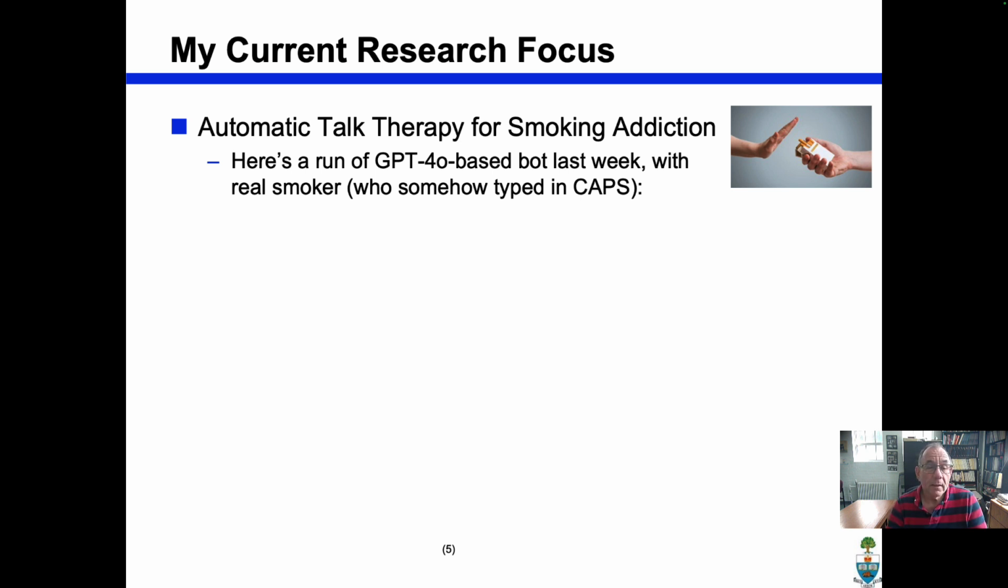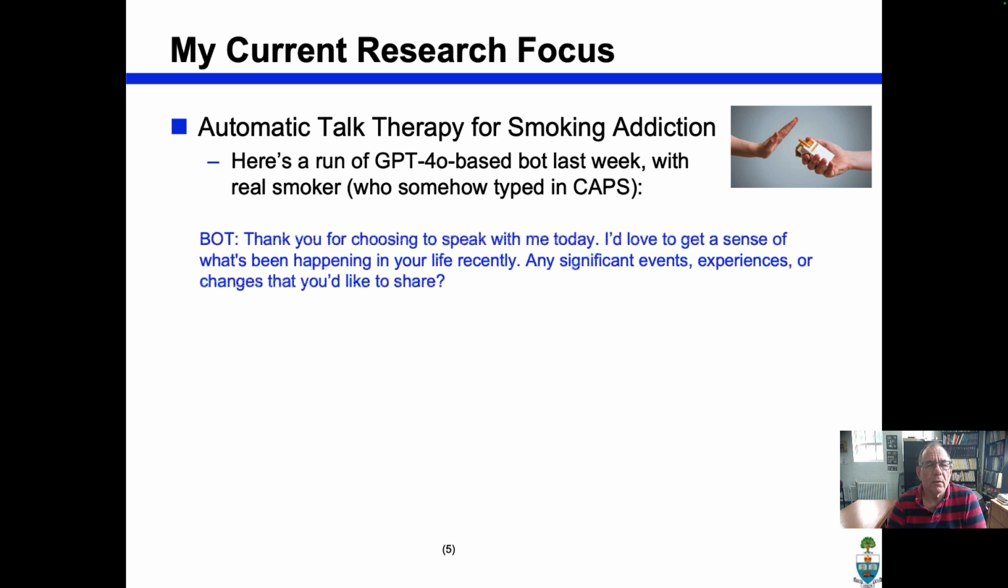and I collaborate with people who do that for a living here in Toronto, at the mental health hospital. And here, hot off the presses, is something that came out a week and a half ago from my research group, using GPT-4o as the basis for a chatbot to deal with a real smoker, using the known good therapy method, or at least some version of it. Our bot starts out with small talk, saying, "Thank you for choosing to speak with me today. I'd like to understand what's been happening in your life, any significant events, experiences, or changes that you'd like to share." This is generated upon our prompting of the bot.